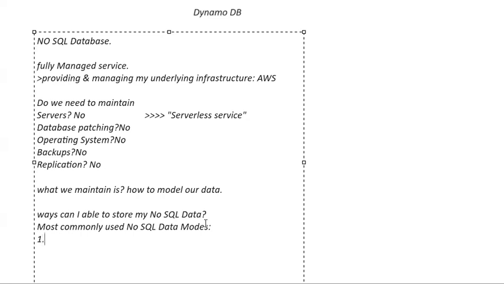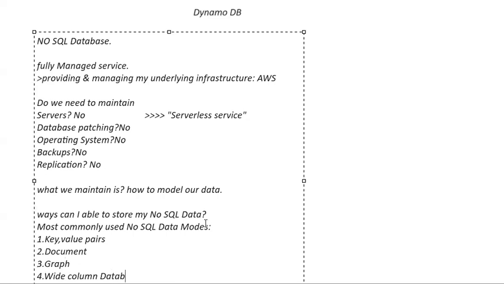So first thing is key value pairs. It is one of the models where we can store and manage the data of our databases. And there is a document model. In this model also we can store and manage our data. And we have the graph model as well. We have another type, that is a wide column database. So these are the four models that we commonly use for NoSQL data.